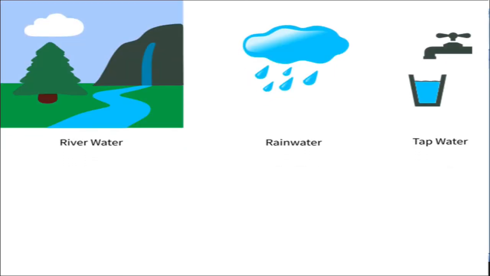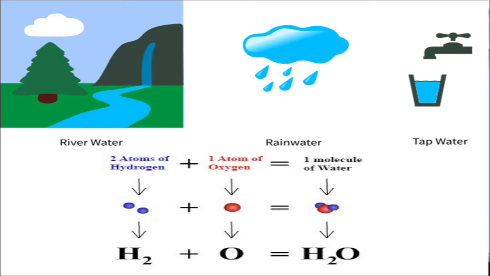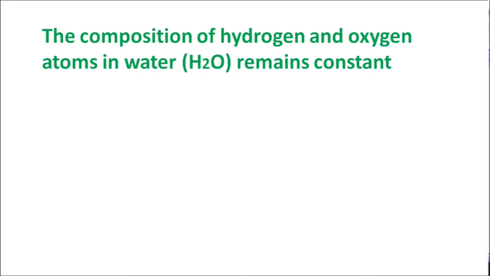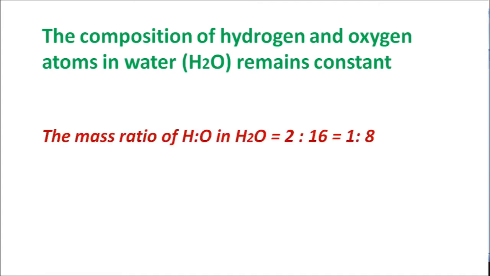As for example, water can be obtained from various sources like river water, rain water, tap water. In water, two hydrogen atoms combined with one atom of oxygen gives one molecule of water. The composition of hydrogen and oxygen atoms in water, H2O, remains constant, which can be shown as the mass ratio of hydrogen to oxygen in H2O equal to 2:16, equal to 1:8, which remains constant.